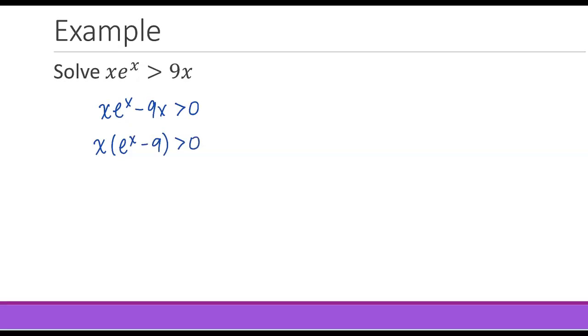So let's take a second to find the zeros. So I would set x equal to 0 and set e to the x minus 9 equal to 0. So e to the x is equal to 9. And then we'll take the natural log of both sides. So we have x equals natural log of 9. So these are my two zeros. These are my two values that I'm going to put along my number line to create a sign chart.